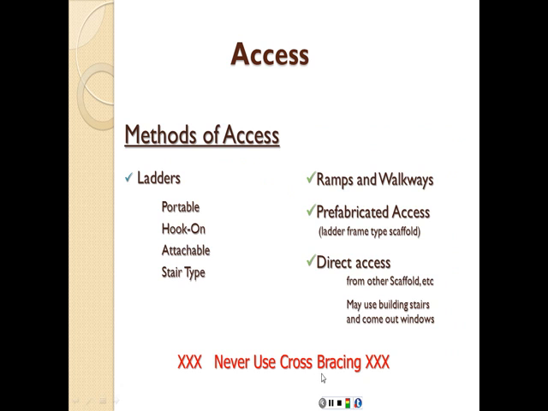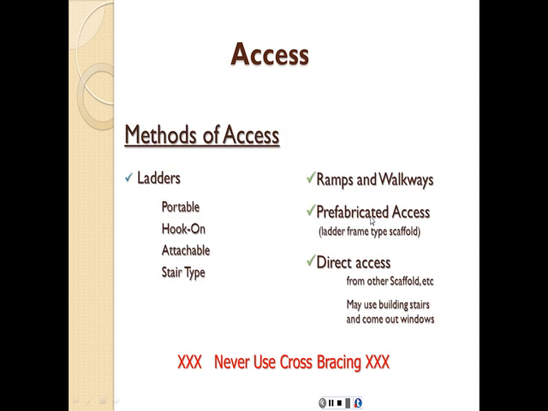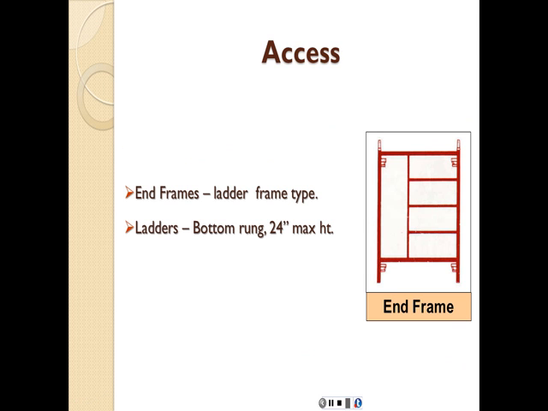Never use cross bracing. This is the cross bracing. Some people would climb on this cross bracing. It's not designed for that, so it may collapse. So never use the cross bracing to access the scaffold. Here we have a good end frame that has the ladder type, and the bottom rung has a maximum height of 24 inches. So the maximum height for this rung is 2 feet.